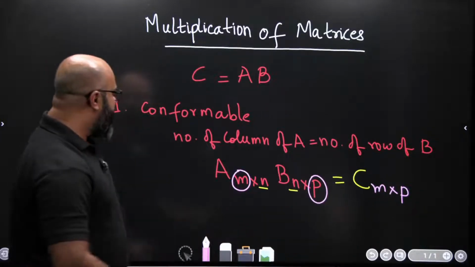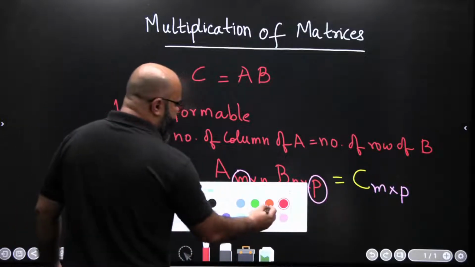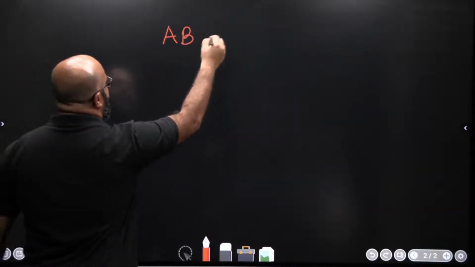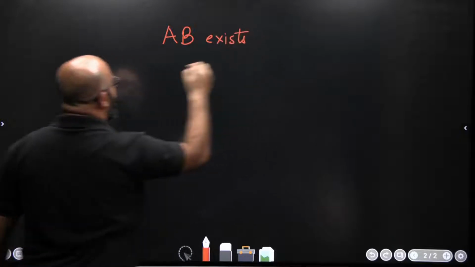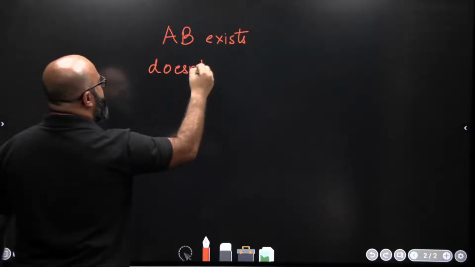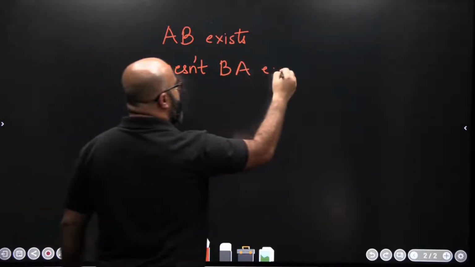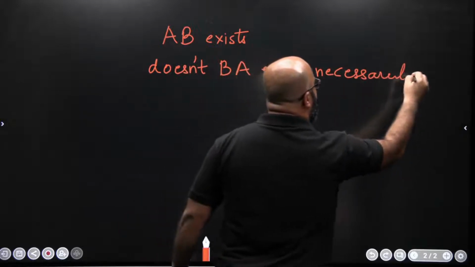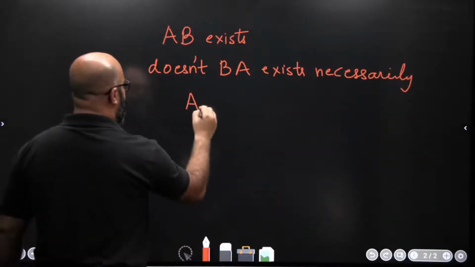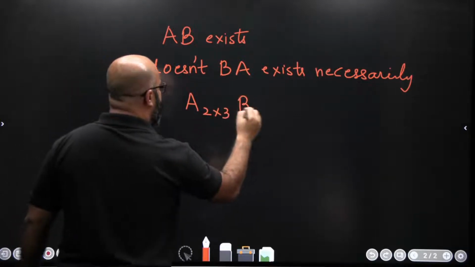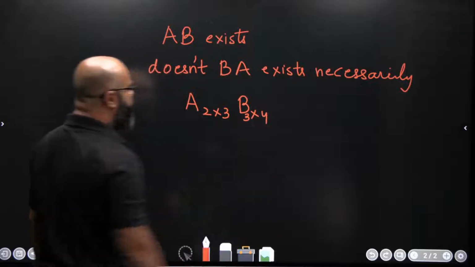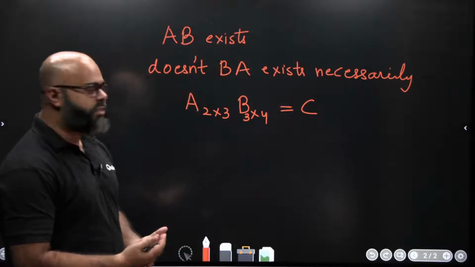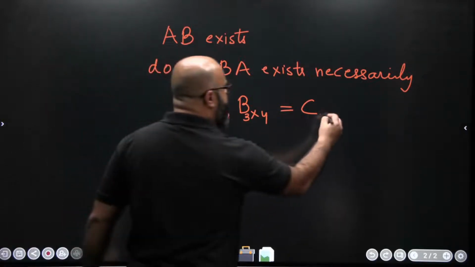We will discuss the values also. But first we have to understand that if A multiplied with B exists, then it does not mean that BA exists necessarily. It may be possible that it does not exist. Why? Because it may be possible that A is a matrix which is 2 cross 3 and B is a matrix which is 3 cross 4. So what will happen? A cross B will be a C matrix, which will be of order 2 cross 4, students.